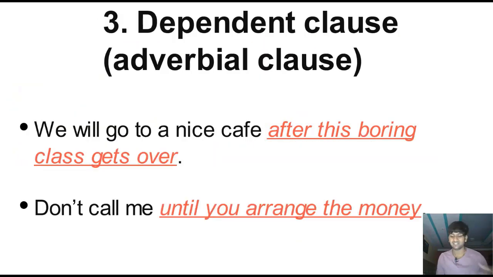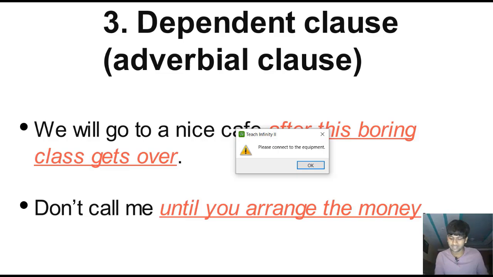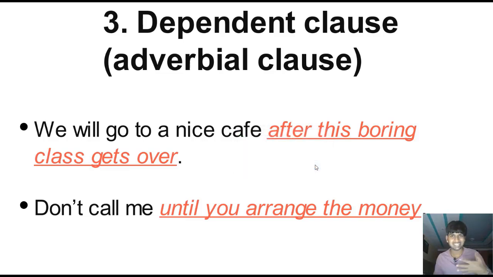All right. Next, dependent clauses. What are dependent clauses? These are clauses that start with a subordinating conjunction, and these clauses cannot give a complete meaning. These are dependent. These depend on an independent clause. All right. So these dependent clauses can function as an adverb as well. When they do, we call them adverbial clauses, right?